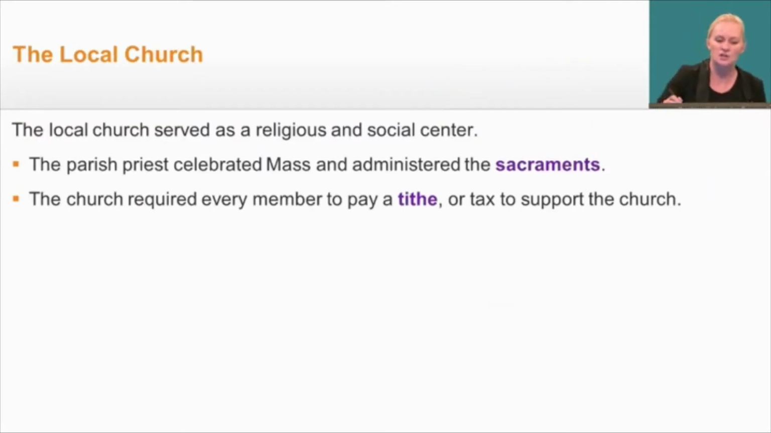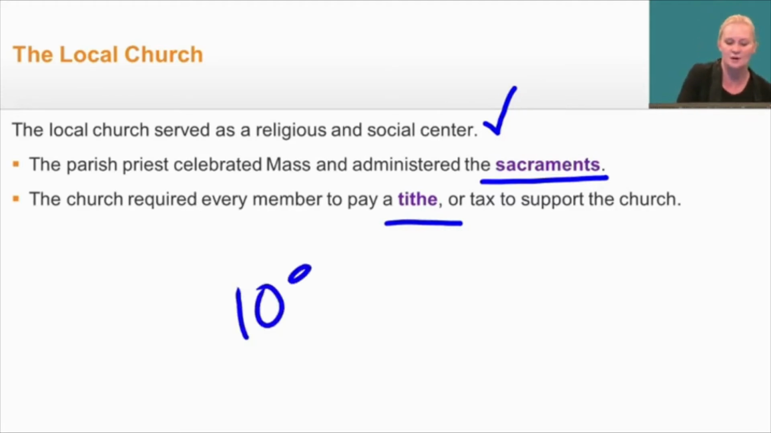The local church served as a religious and also as a social center. Now, the parish priest celebrated Mass and he administered the sacraments. Sacraments are things that are religious in nature, like baptism, communion, or even the sanctity of marriage. Now, the church required every member to pay a tithe or a tax to support the church. And what a tithe was, it was actually 10% of your income.